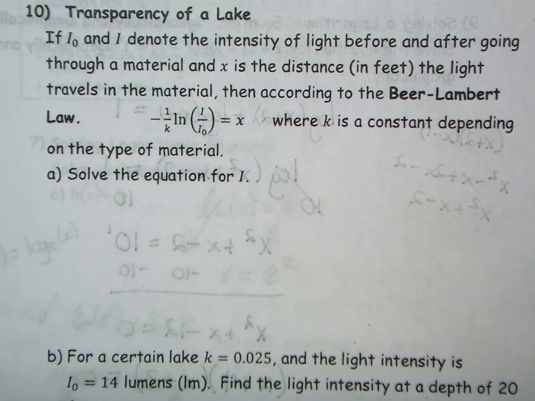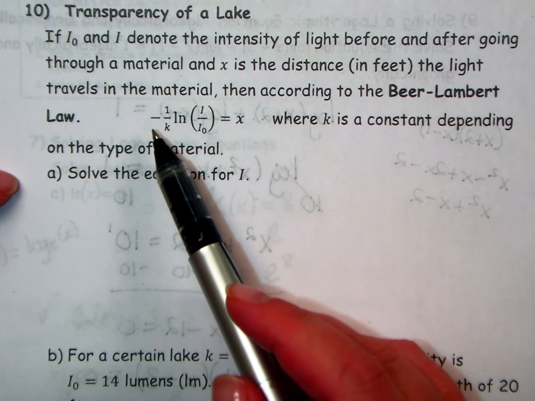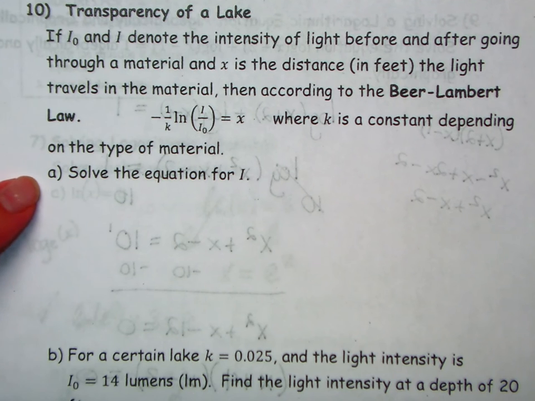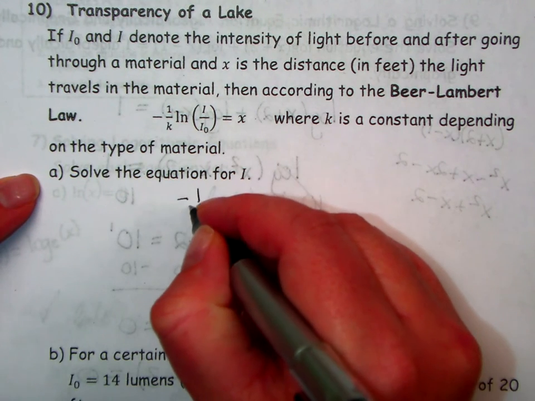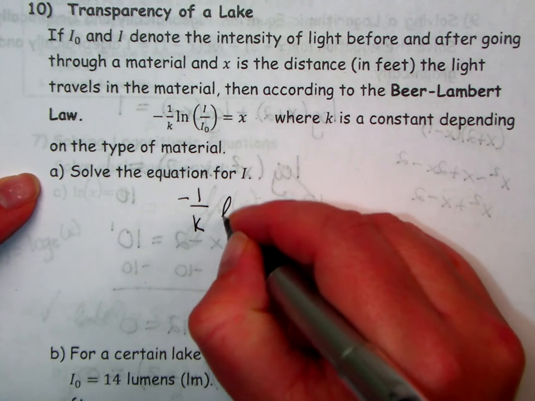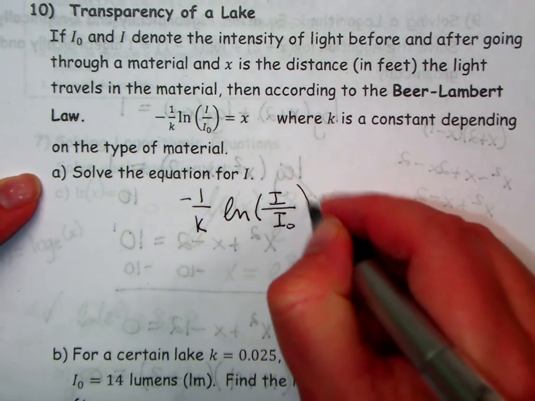Different materials have a different constant, like water or paper or even a brick wall. So K is a constant depending on the type of the material. Question A asks us to solve this equation for I. So we're not putting any numbers in it whatsoever. We're just going to take the Beer-Lambert law, rewrite it, and solve it for I.